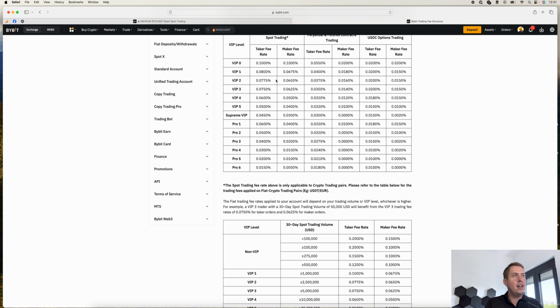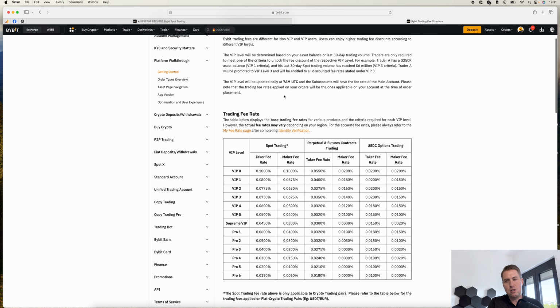So that's basically all the fees that you have to know of when it comes to Bybit and that you would probably end up paying.